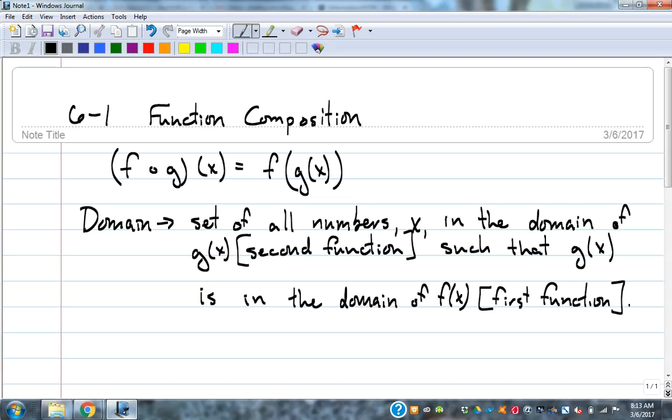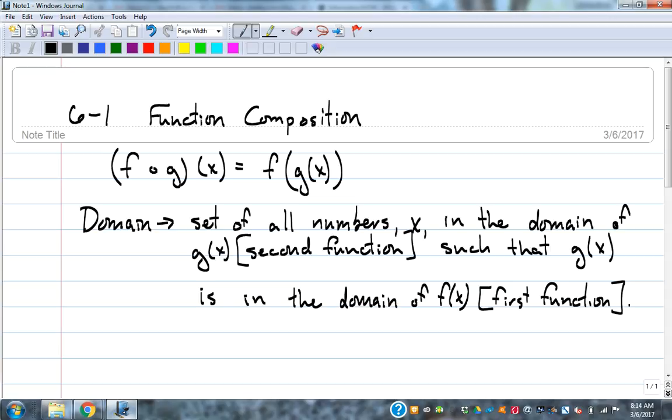And then we'll talk about the domain of that because it's a function. We talk about domain of functions in every section of every chapter of this book. So it's a set of all numbers x in the domain of g of x, whatever your second function is, such that g of x is in the domain of f of x. So when it says g of x, we're talking about the y values of that function in the domain, the x values of f of x, the first function.